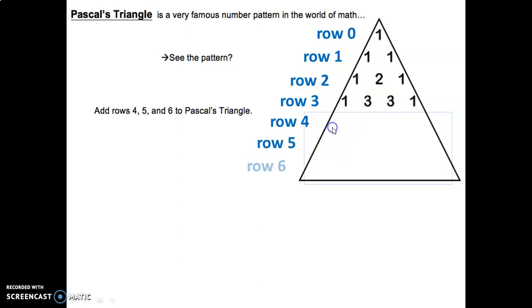So we're going to start with row 5, row 6. Okay, so row 4 we're going to start with a 1, and then this 1 plus 3 makes a 4. And then this 3 plus 3 makes a 6. And 3 plus 1 makes a 4. And then a 1 along the edge. So what about row 5?